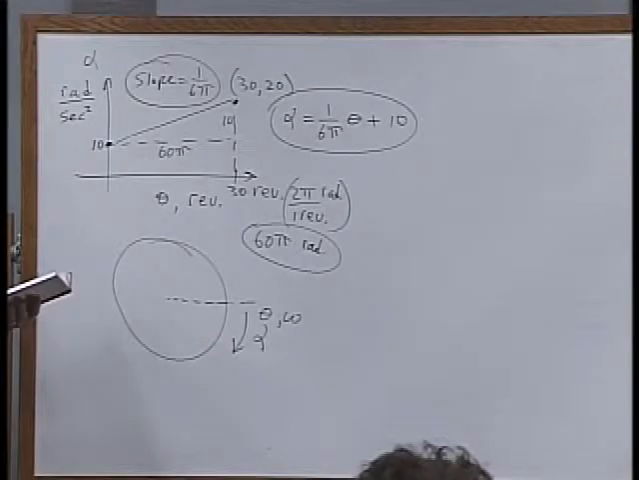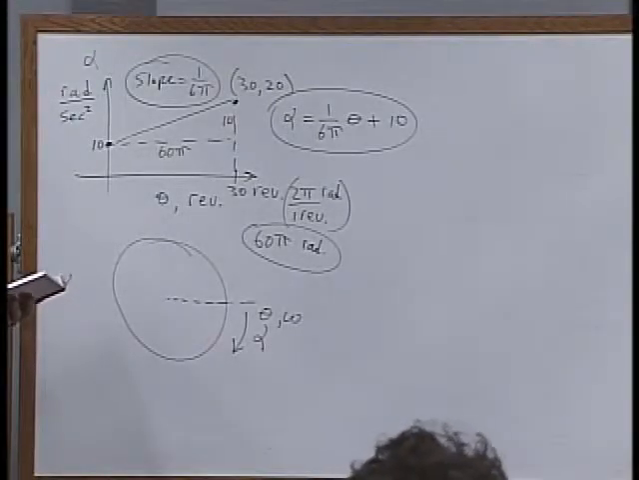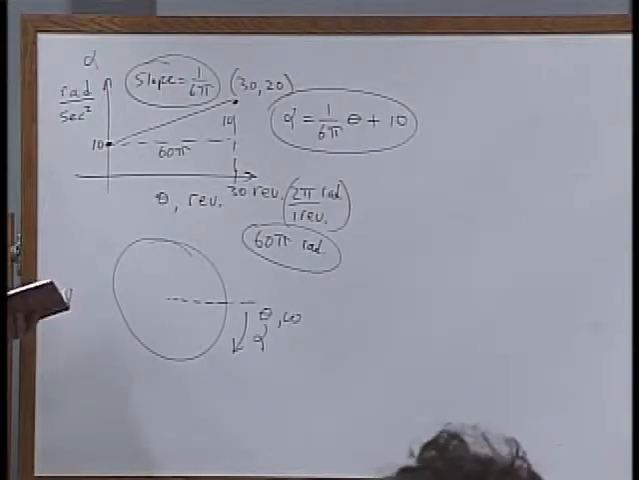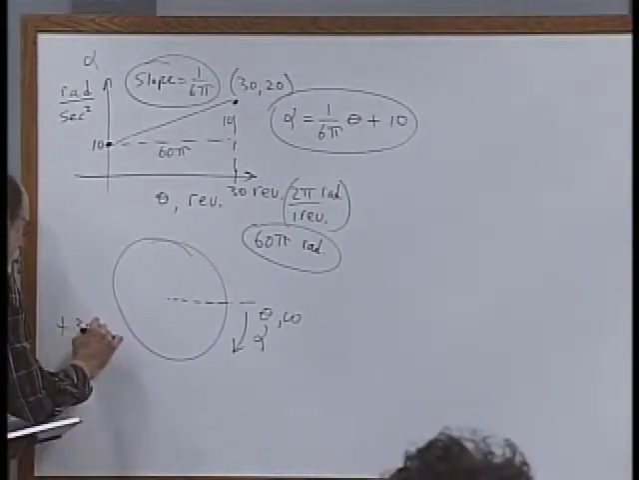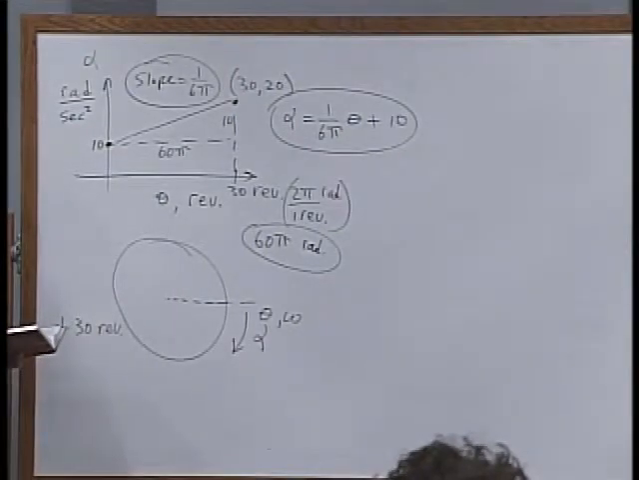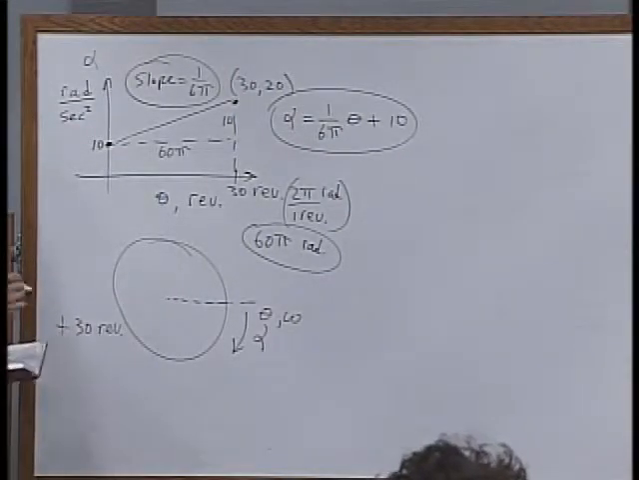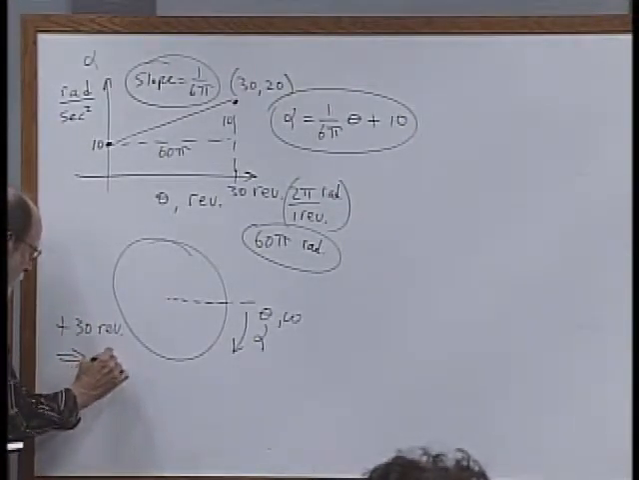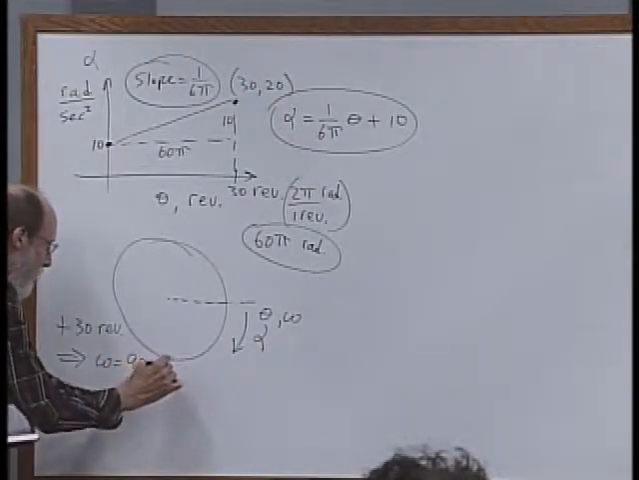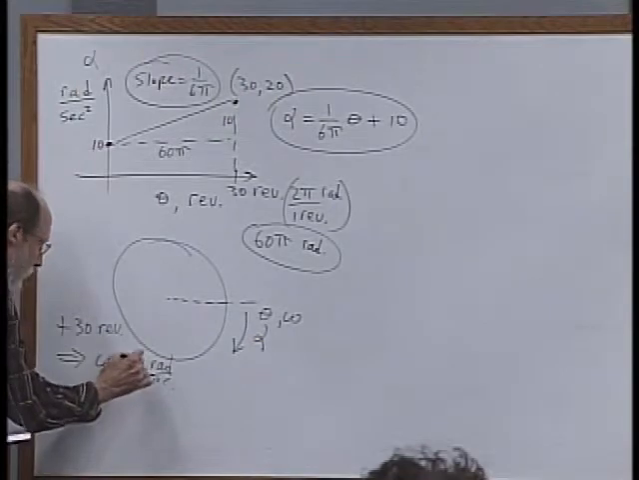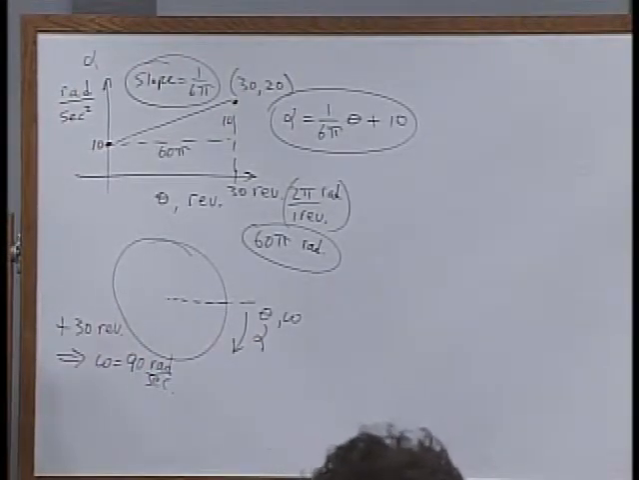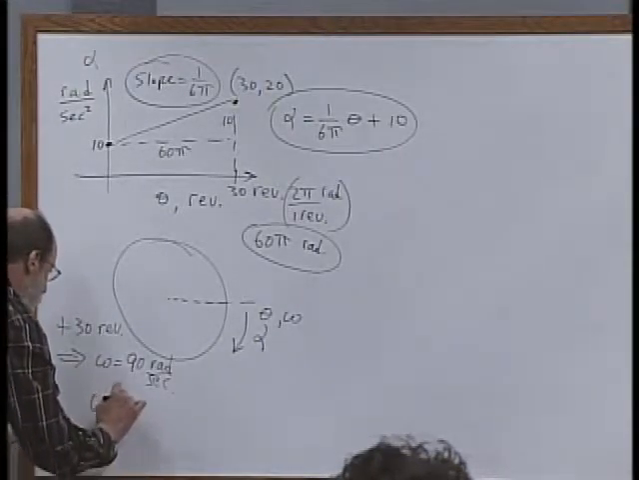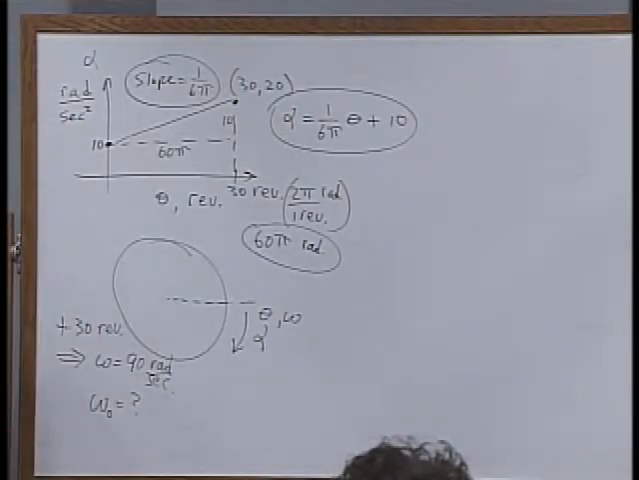Now, what are we looking for? When the wheel has turned an additional 30 revolutions, so we're going to add 30 revolutions to the motion, its angular velocity is 90 radians per second. This yields an angular velocity of 90 radians per second. So the question is asking us to figure out the starting omega. So I think we have all the information we need now.